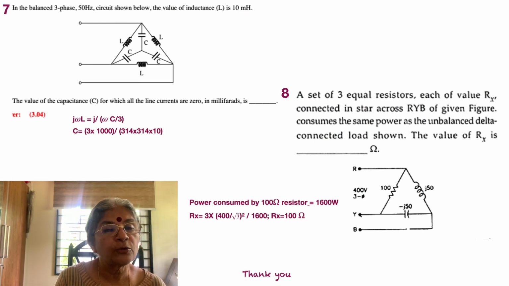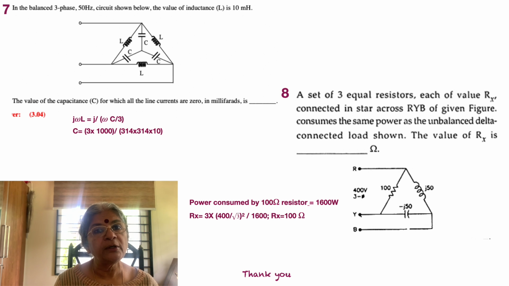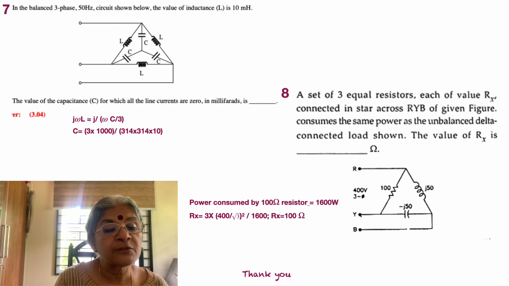So the power consumed by the 100 ohm resistor is equal to what? There's 400 volts across it, so 400 squared divided by 100, which is equal to 1600 watts. I suppose this is understood very well. It's very simple, because the 100 ohm resistor, which is the only consumer of power, has 400 volts across it, as given in the figure. So it's 400 squared divided by 100, just like a single-phase circuit, because the other 2 components don't consume any power. So 1600 watts. Now each of these resistors needs to consume the same power.